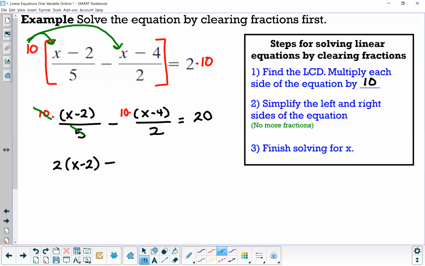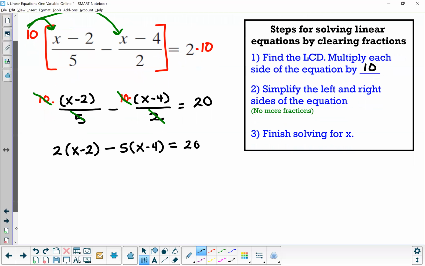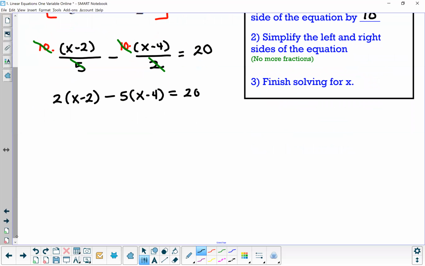All right, 10 times this next fraction. Again, do not distribute, divide first. 10 divided by 2, we get 5. And then parentheses x minus 4 is still equal to 20. Okay, no more fractions. But what do we want to do next? Simplify the left side by distributing.